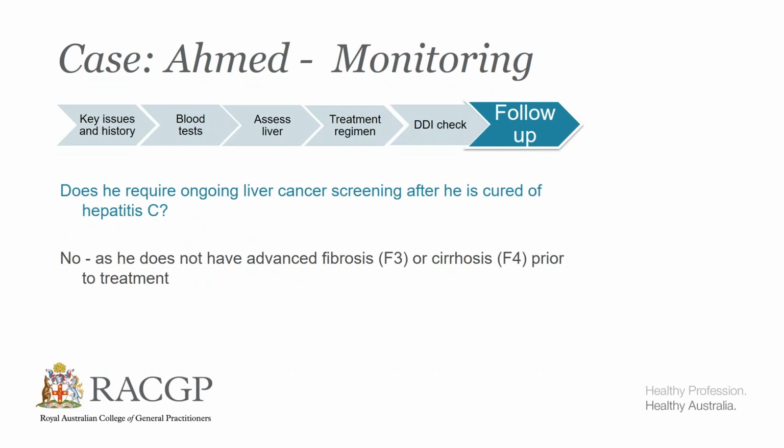So, does he require ongoing liver cancer screening after he is cured of hepatitis C, Joe? So no, because we did our pre-treatment assessment and found him to have no evidence of cirrhosis. Because as he doesn't have advanced fibrosis or cirrhosis, he doesn't need to be monitored for liver cancer onwards, nor be assessed for complications of cirrhosis. So even though he's got that family history, we're maybe presuming that his father had cirrhosis and hepatitis C. Yeah, yes. Okay then. All right.